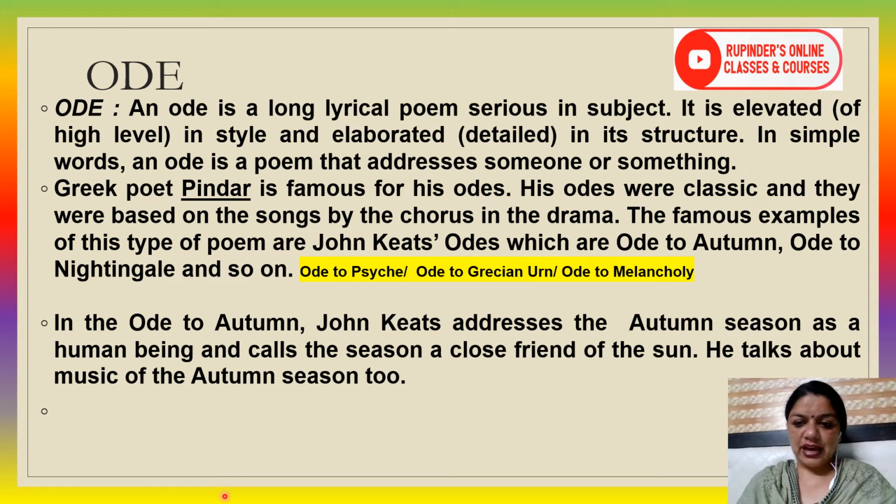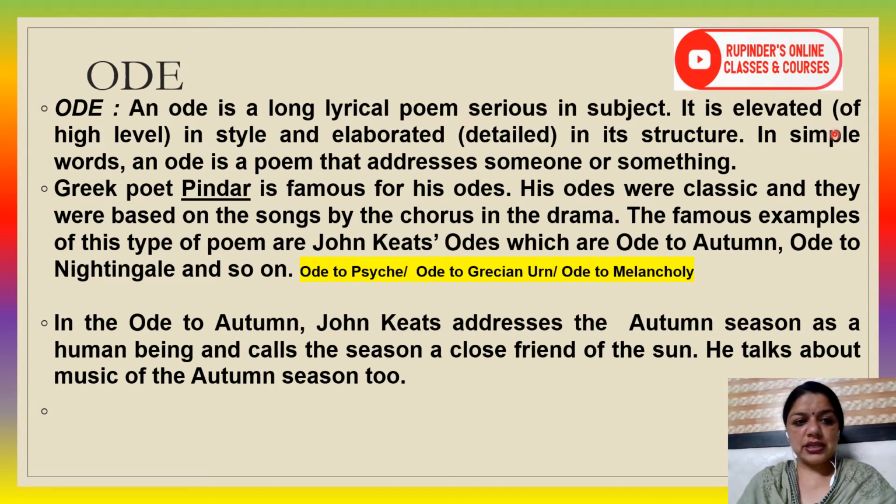The next one we have here is an ode. So what is an ode? An ode is a long lyrical poem, serious in subject. So what happens in an ode? In an ode, we address somebody or something.